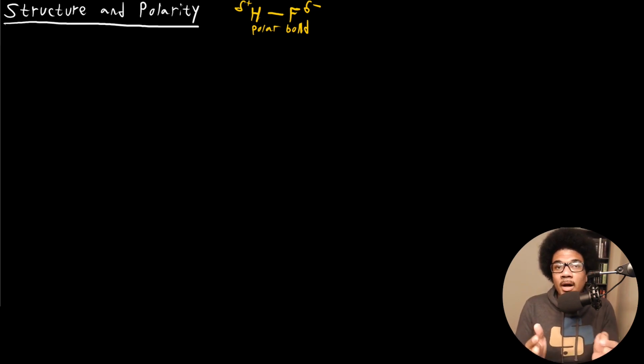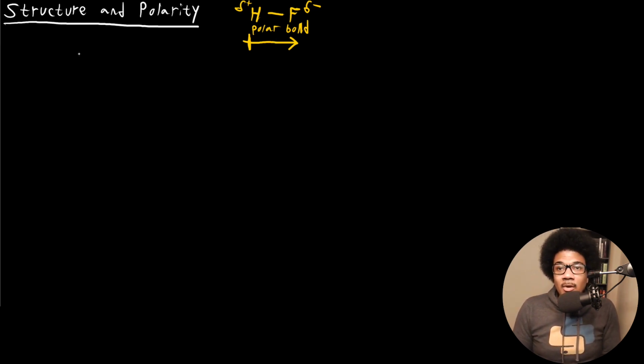And the majority of bonds fall under this category. They're not going to be shared exactly equally. They're going to be more attracted to the more electronegative atom. And so when we start talking about three-dimensional structure, we can start to talk about the directionality of the polarity, right? So for example, in this case with HF, we could draw a dipole moment arrow, and we know that the dipole would be facing the fluorine since the fluorine is more electronegative.